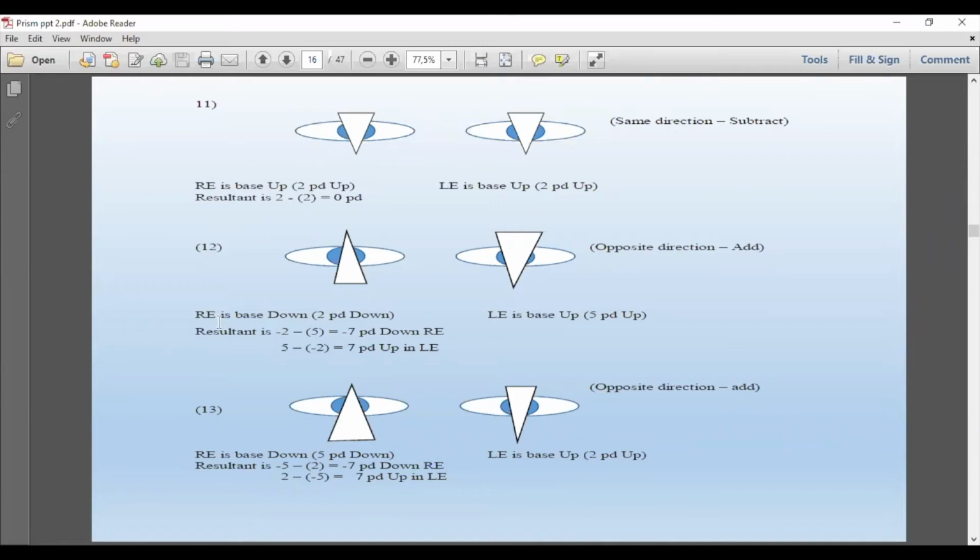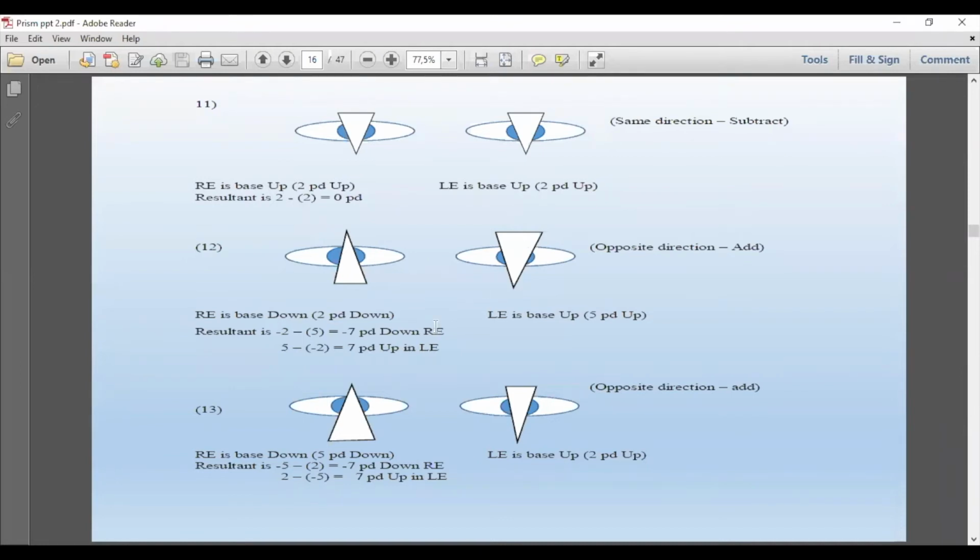Right, let's look at 12 over here. Now, what do we have here? I've got 2 down in the right eye, and now I have 5 up in the left eye. So now let's do the calculation. For the right eye it's minus 2 minus 5, because 5 is positive, is up. Your total prism over here is 7 down in the right, relative to the left eye, which means there's no prism in the left eye. Alternatively, I've got 7 base up in the left eye.